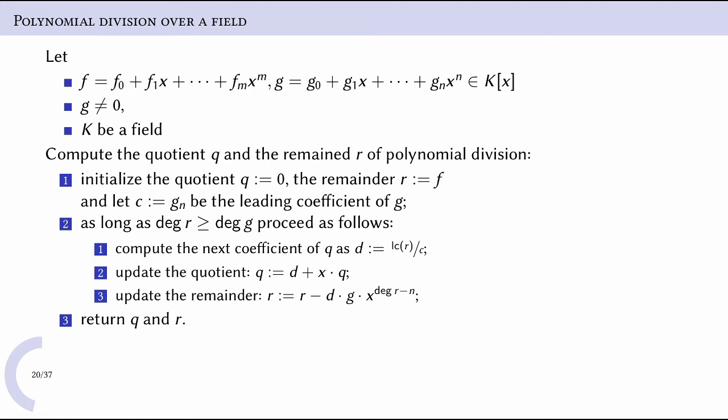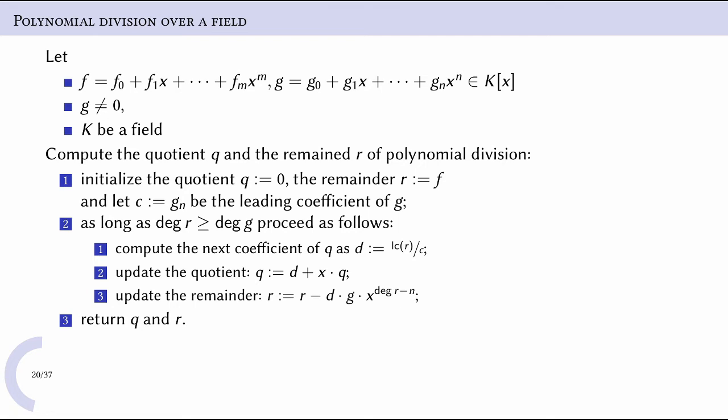And we fix the leading coefficient of g, it will not change, and as long as the degree of a candidate for a remainder is not less than the degree of g, so it's not yet a remainder, we just do this reduction step that I did. So we divide to get the next coefficient of the quotient and we subtract from the remainder what we get here.